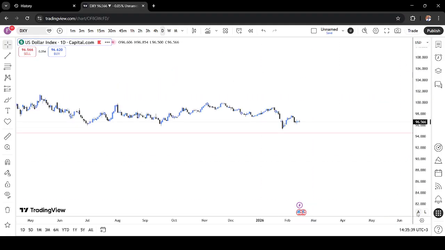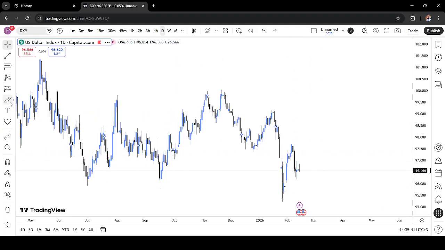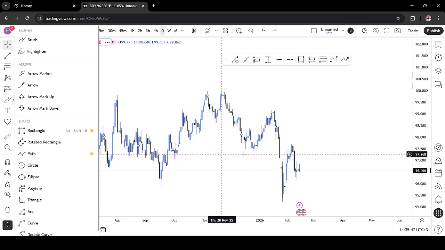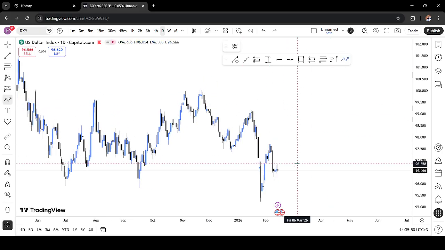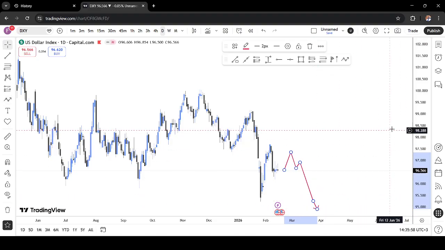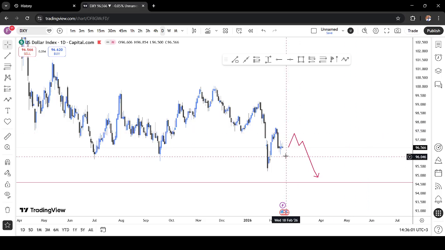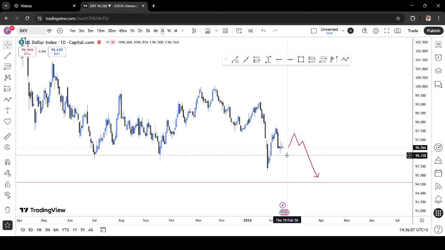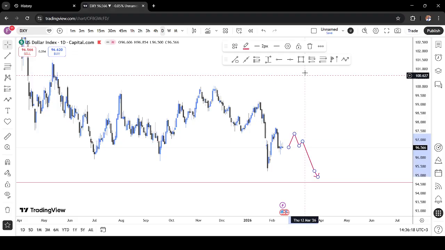Let's see the daily chart. Maybe just some kind of retracement to premium zones, then we continue downward on this DXY. Of course, the new week open manipulation, then the high of the week gets formed, and then we continue downwards.